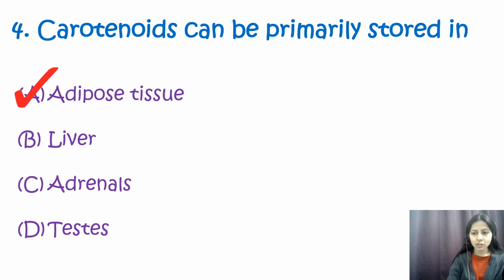So these carotenoids are the type of pigments which are found in the plants and that can be converted into vitamin A. They are primarily stored in the adipose tissue, the body's fat tissue. Okay. Over here, the correct option will be option number A, that is adipose tissue.